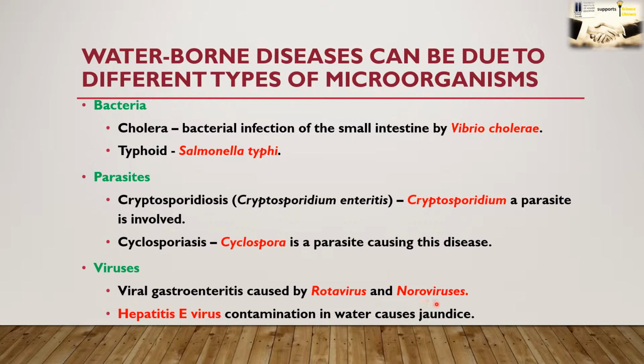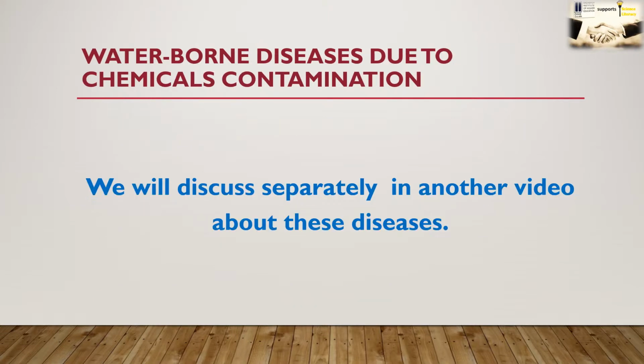In the category of viral diseases linked with ingestion of contaminated water, viral gastroenteritis caused by rotavirus and noroviruses has been threatening the public health systems of several nations. Importantly, reports about hepatitis E virus contamination in water causing jaundice also exist. Regarding fungal spores, there are issues, however, that never got significant attention. Waterborne diseases due to chemical contamination we will discuss separately in another video.